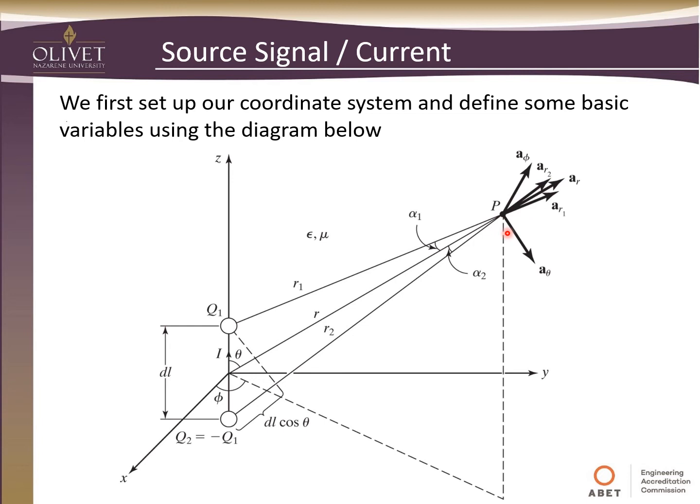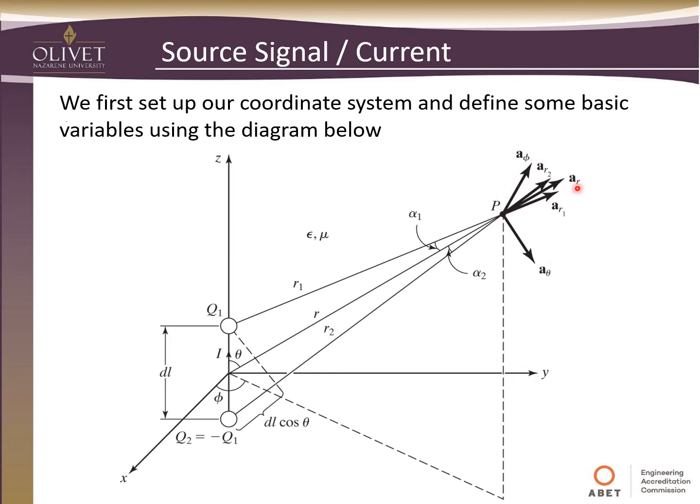And then since we know this is going to be a transverse wave, we have this a phi and a theta, which are perpendicular to each other, but they're also perpendicular to this a sub R. So these are like our X, Y, and Z axes that have been shifted around.